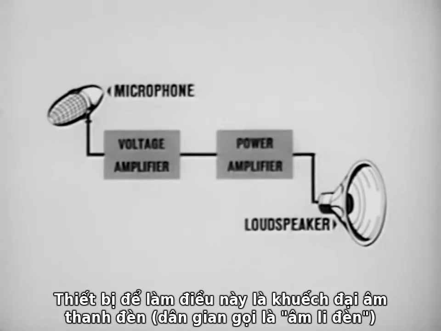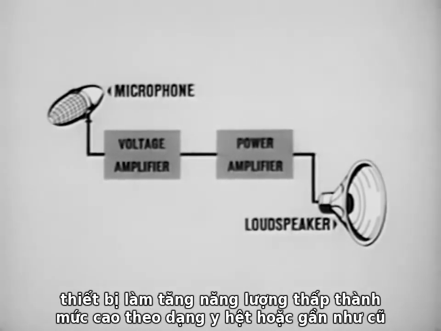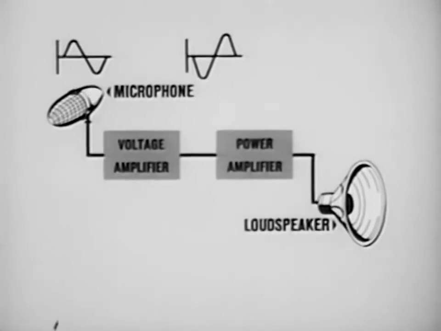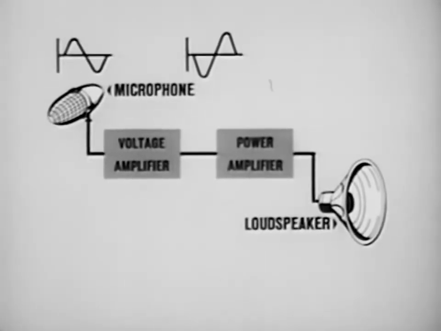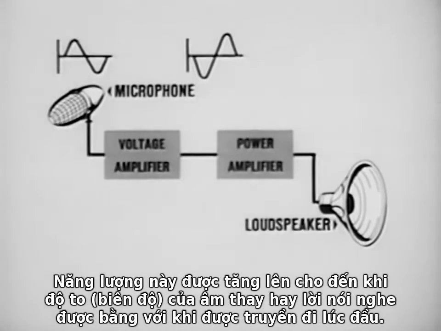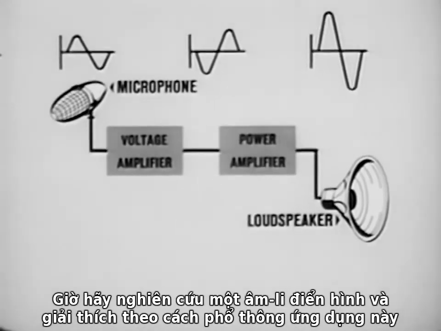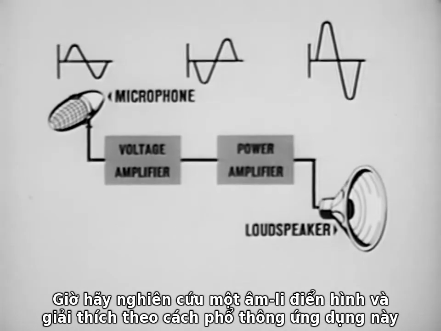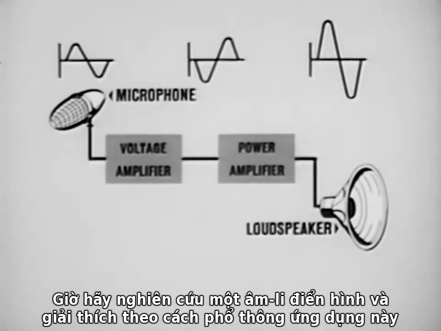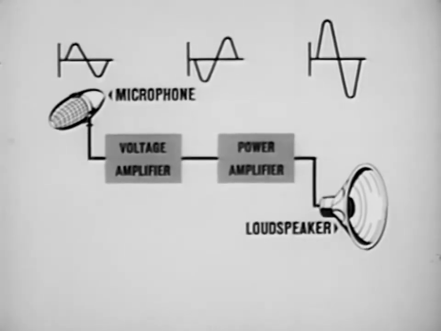A device used to accomplish this is a vacuum tube amplifier, which increases low energy to a higher level in an identical wave form, or as nearly identical as possible. This energy is increased until the loudness or amplitude of the sound or speech heard is the same as that transmitted. Now let us examine a typical amplifier and, in general terms, see how this amplification is accomplished.